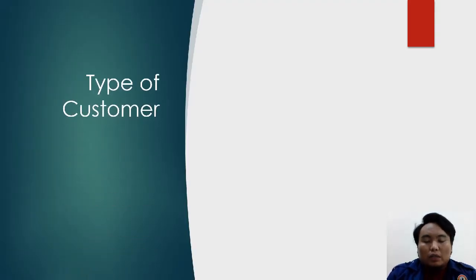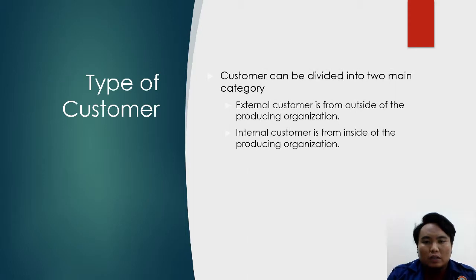So, next is about the types of customer. Customers can be divided into two main categories, which are external and internal. An external customer is from outside of the producing organization, and an internal customer is from inside of the producing organization.